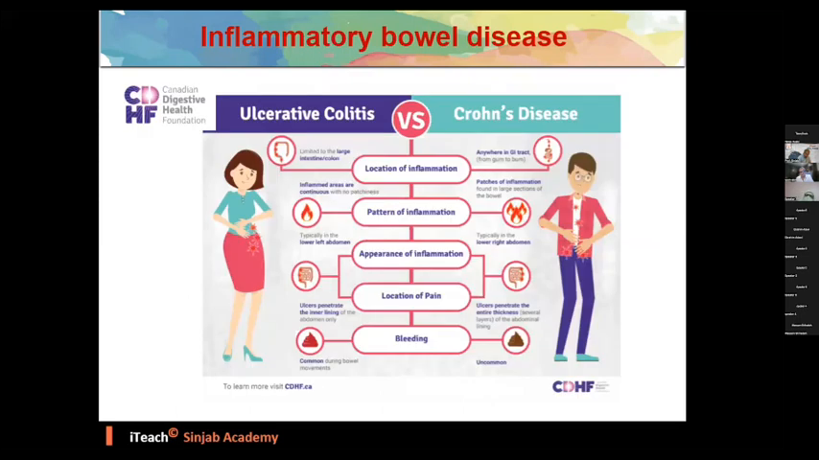This diagram shows the difference between ulcerative colitis and Crohn's disease according to the location of inflammation, pattern of inflammation, the appearance of inflammation, location of pain and bleeding as previously, but the location of pain is typically in the lower left abdomen in ulcerative colitis, and typically in the lower right abdomen in Crohn's disease.